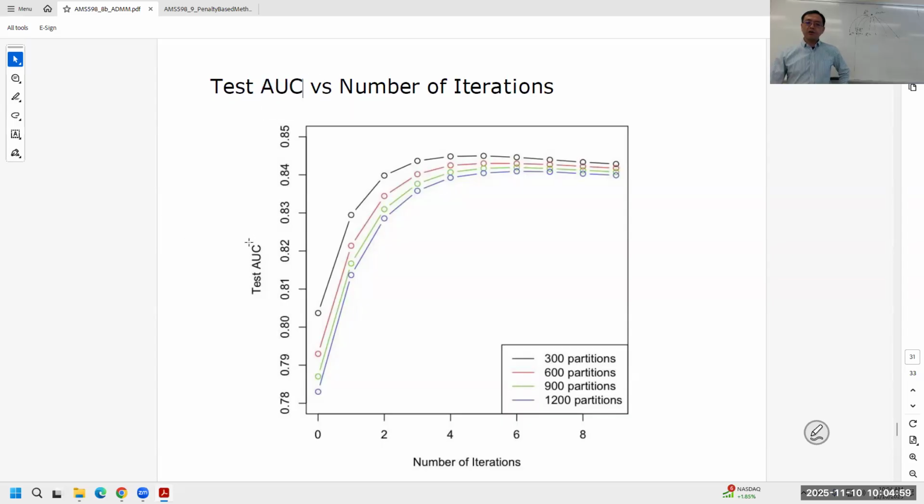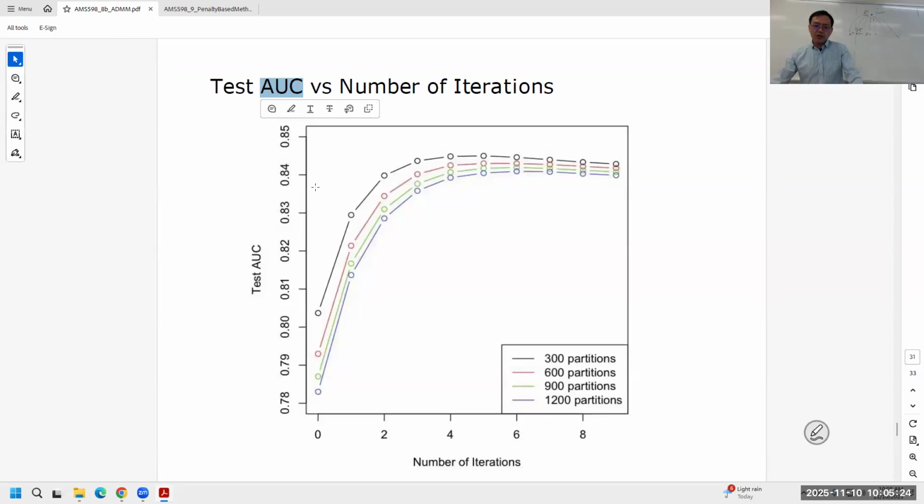Again, if you are not familiar with AUC, then just take it as a measurement of accuracy for the algorithm. Because the task AUC actually reaches the top at iteration 4 and 5. And when you have the large partition, its AUC is indeed smaller than the 300.